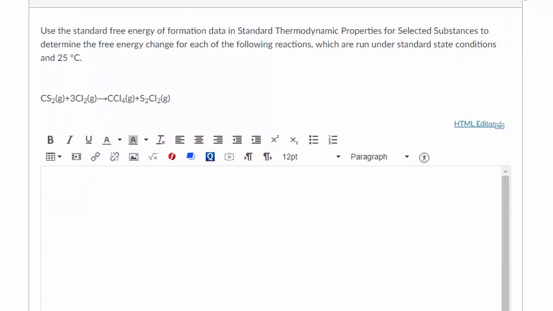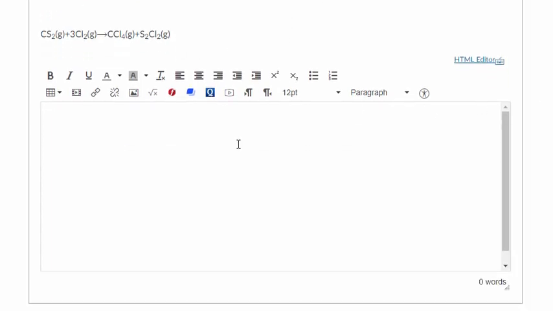Number 5, we're going to use the standard free energy of formation data in our thermodynamic table in order to determine the free energy change for this reaction here, and it's run under standard state conditions. So all we're looking for here is our G values. In order to find our delta G, we need to take our products. So I'm looking for CCl4, and I'm going to add that to the G value of S2Cl2. Then I'm going to subtract the values of my reactants.